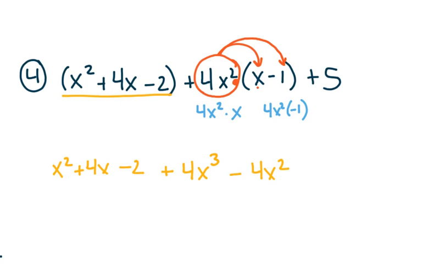And now I don't have to distribute this 4x squared to the plus 5. This plus 5 at the end is outside of our parentheses. So therefore, it does not receive the 4x squared. So it just gets put in at the end as a plus 5. From here, I look to combine all of my like terms. Now this is not written in standard form.